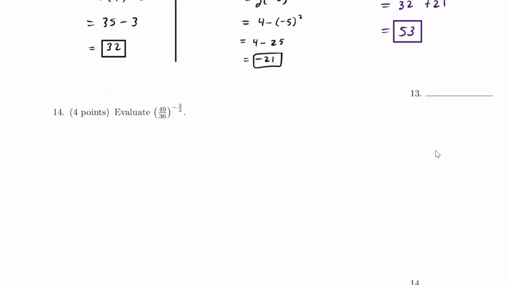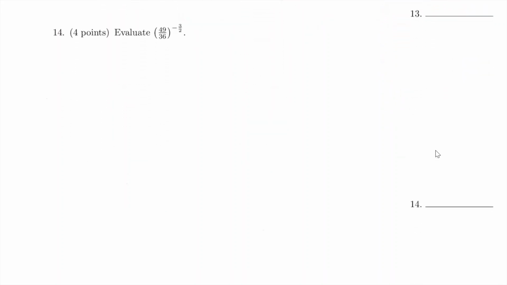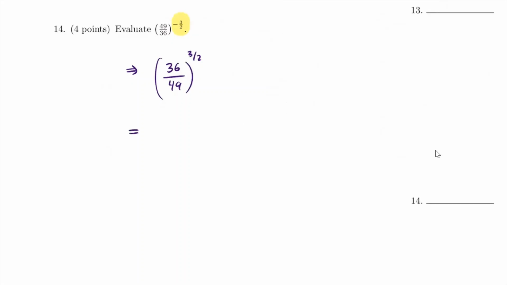So for the next problem, number 14, we want to evaluate this. So let's rewrite it as a positive exponent first. So to write it as a positive exponent, I simply flip the fraction. So this is equivalent to writing 36 over 49 to the power of positive 3 over 2. And then I can distribute the power to each component since it's a division. So you'll have 36 to the power 3/2 and 49 to the power 3/2.